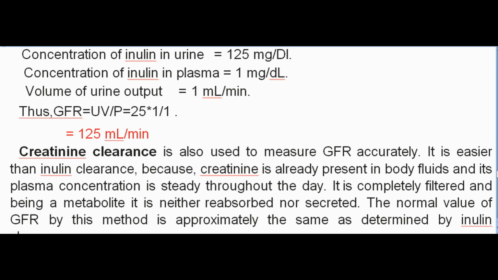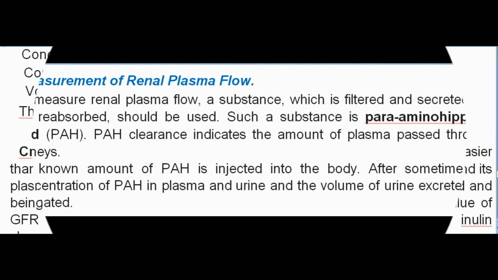Creatinine clearance is also used to measure GFR accurately. It is easier than inulin clearance, because creatinine is already present in body fluids and its plasma concentration is steady throughout the day. It is completely filtered, and being a metabolite it is neither reabsorbed nor secreted. The normal value of GFR by this method is approximately the same as determined by inulin clearance.